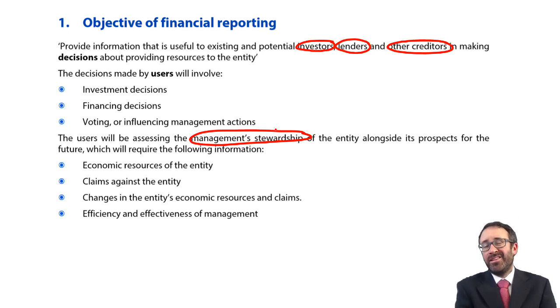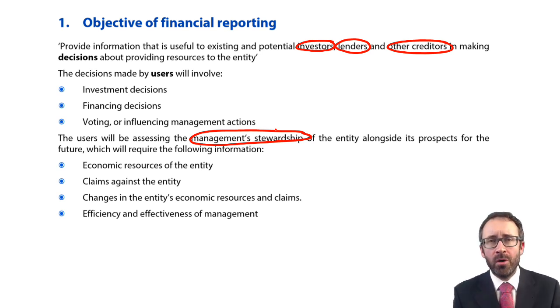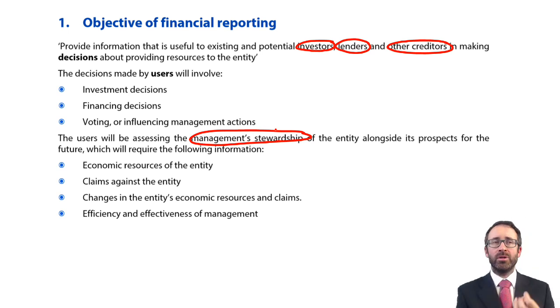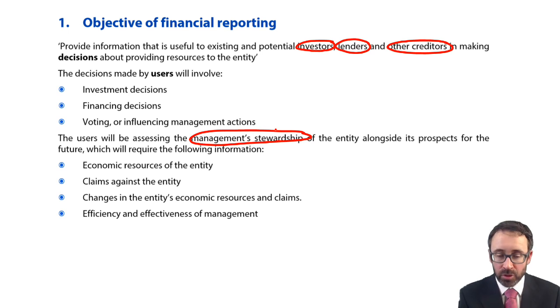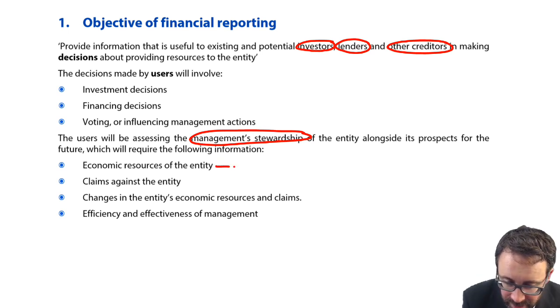So the information that they need is the financial statements. That's the objective of financial reporting: to show a set of financial statements that will show management's stewardship. The framework doesn't quite put it like that. It puts it a little bit more subtly. So it starts talking about the economic resources of the entity.